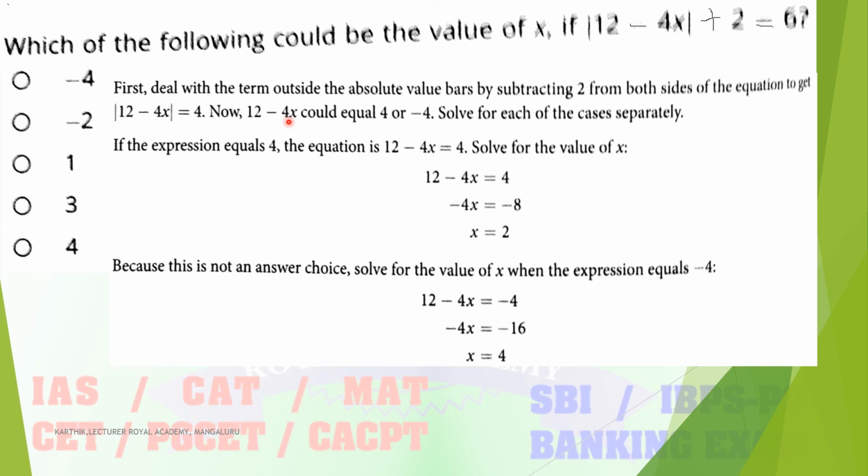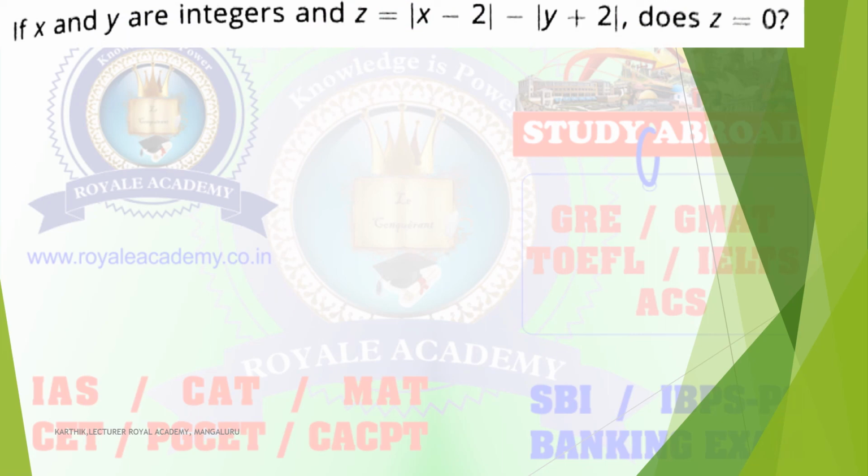The second case is 12 minus 4x is equal to minus 4. Then what happens? Minus 4, 4x here only. So minus 4, this 12 moves to the right hand side, so the sign changes. Minus 4 minus 12, how much? Minus 16. So the x value becomes how much? 16 divided by 4. The answer is 4. So answer 4 is there. So that is your correct answer. That is the fifth option. So option E is correct. Next question.